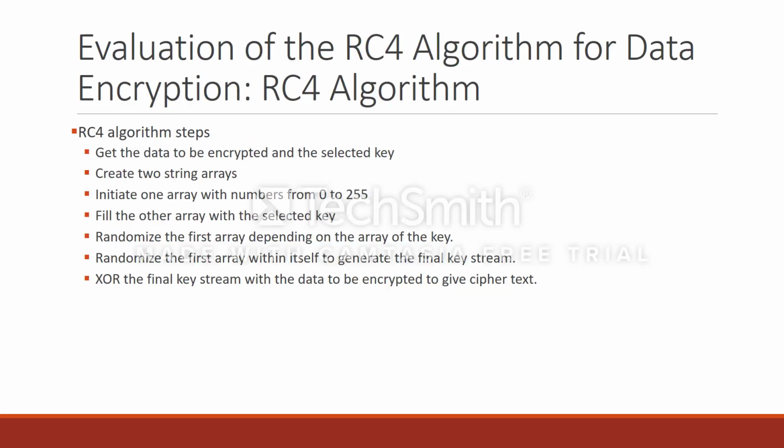First, we get the data to be encrypted and the selected key. We generate two arrays, initializing one array with the numbers from 0 to 255. The second array gets filled with the selected key. We randomize the first array depending on the key array, and randomize again within itself to generate the final key stream. Finally, we XOR the final key stream with the data to be encrypted to give the ciphertext.